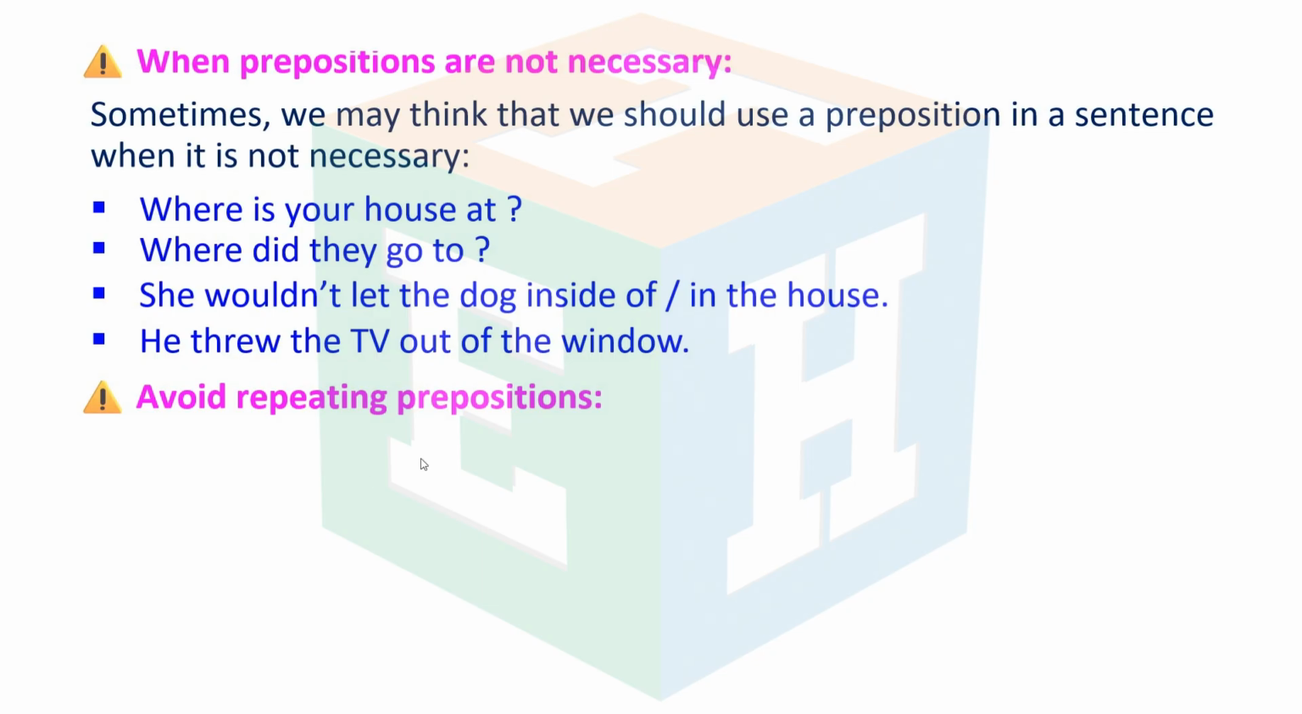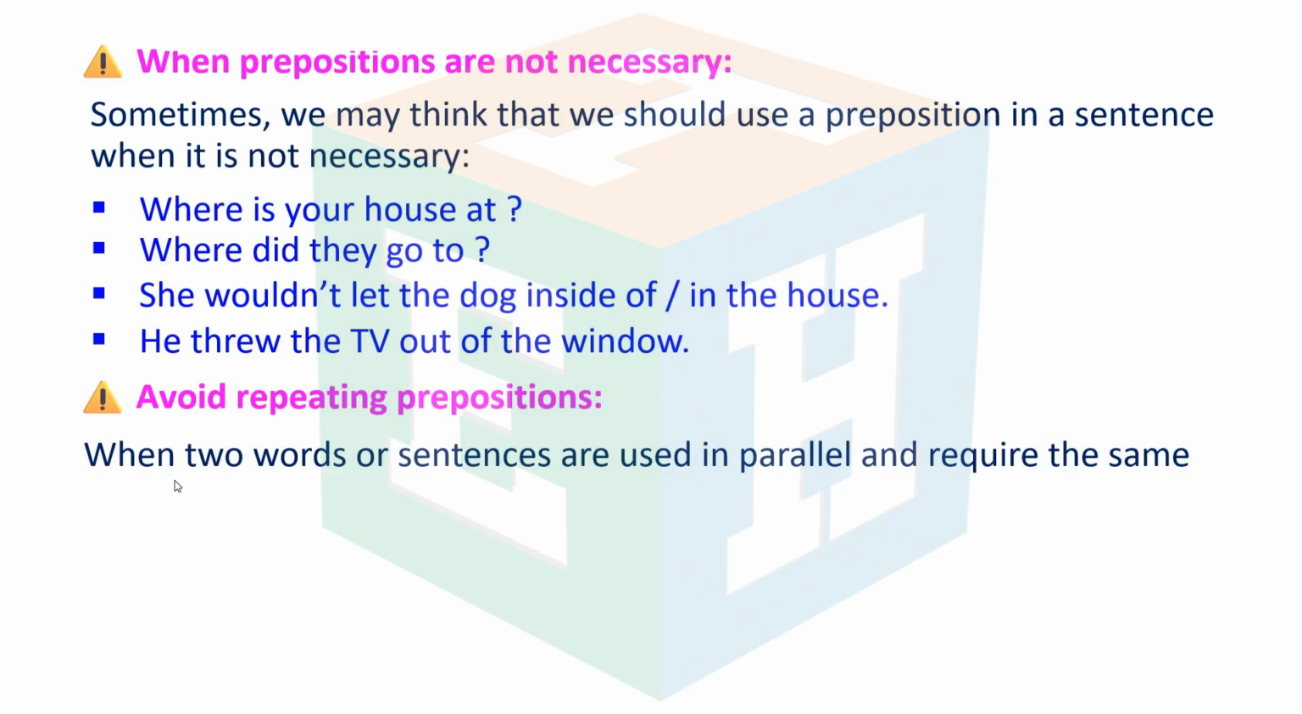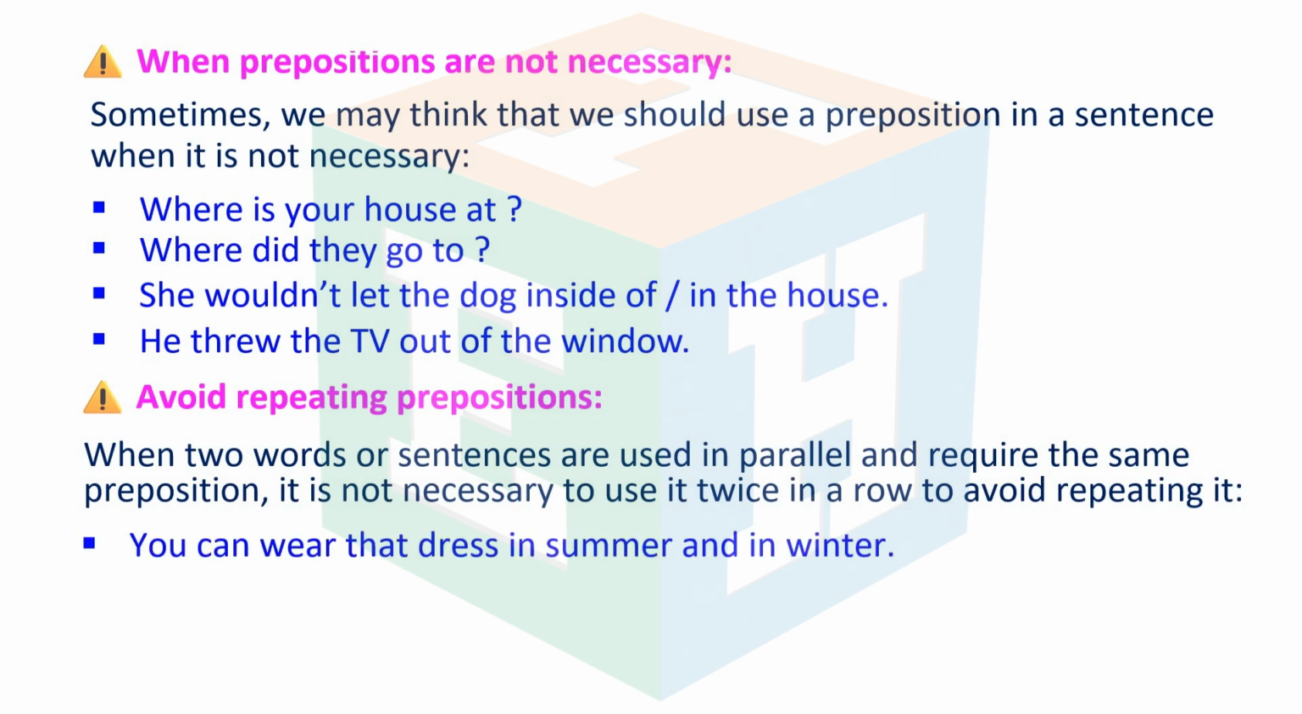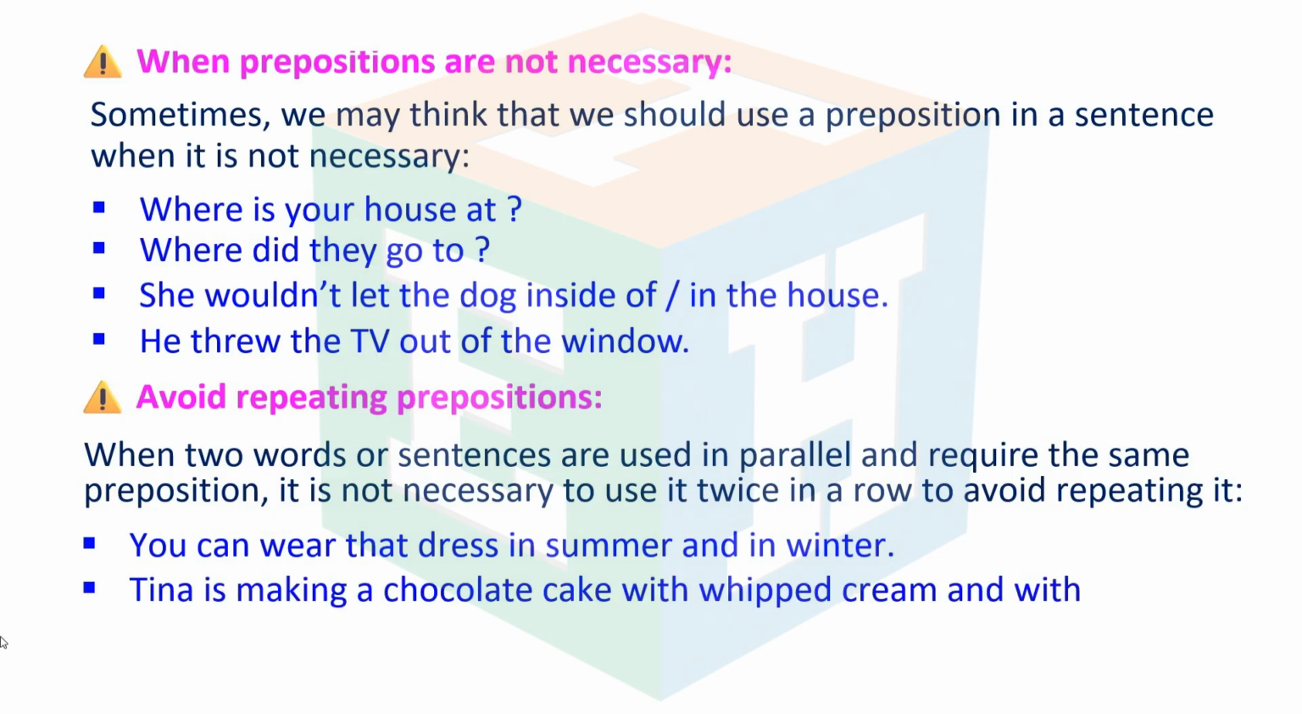Avoid repeating prepositions. When two words or sentences are used in parallel and require the same preposition, it is not necessary to use it twice in a row to avoid repeating it. You can wear that dress in summer and in winter. Tina is making a chocolate cake with whipped cream and with strawberries.